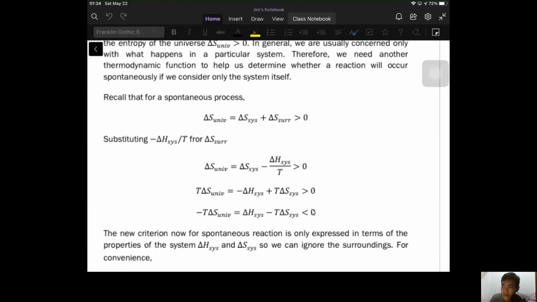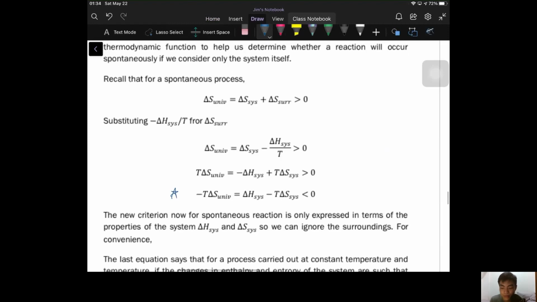Why did it become less than 0? Because when you multiply an inequality by a negative sign, it flips. Wasn't it greater than 0 here? But since we multiplied it by negative 1, the inequality reverses. Okay? So from greater than 0, it becomes less than 0. Okay? So what is the implication of this? This last line. What's the implication of this equation?